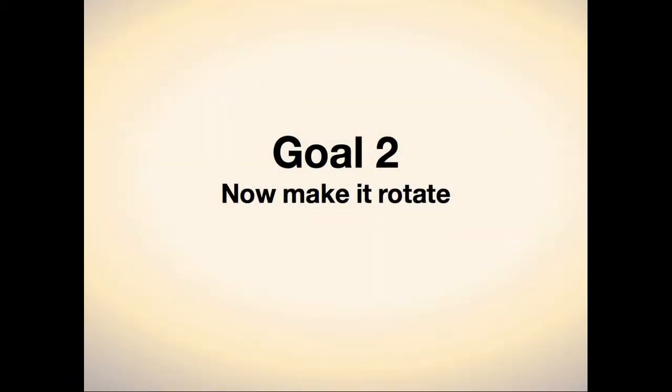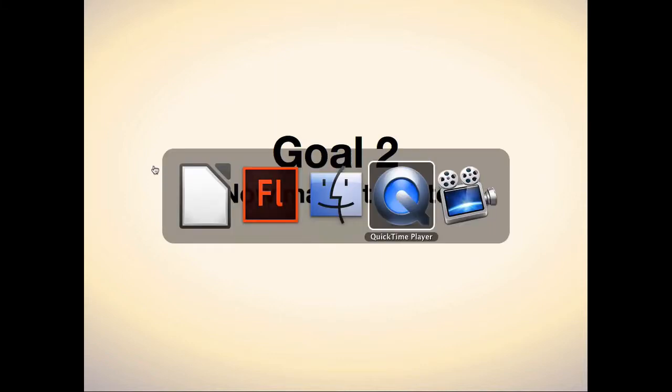We have just finished goal 1, which is to make spiky circle with bouncer. Now our next goal is going to be to make that symbol rotate. We're going to do that inside of another nested symbol. So let's go over and take a quick look at where we're going with this.